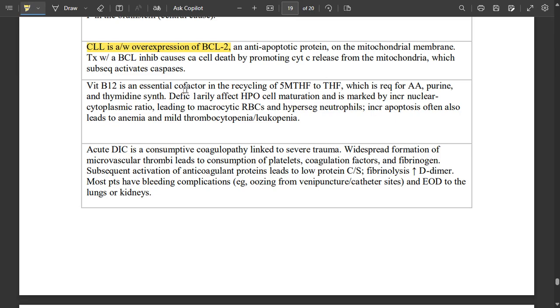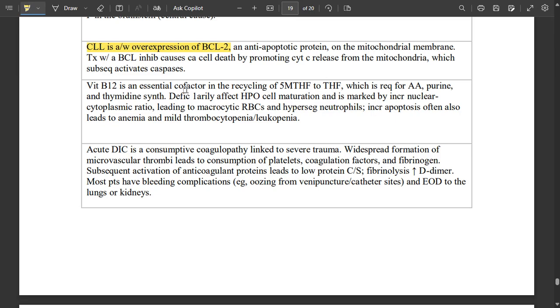So 5-methyl tetrahydrofolate converts to tetrahydrofolate, which is required for amino acid, purine, and thymidine synthesis. So THF helps in thymidine synthesis, purine synthesis, and amino acid synthesis, that is, proteins. Deficiency primarily affects cell maturation, so DNA is not mature.